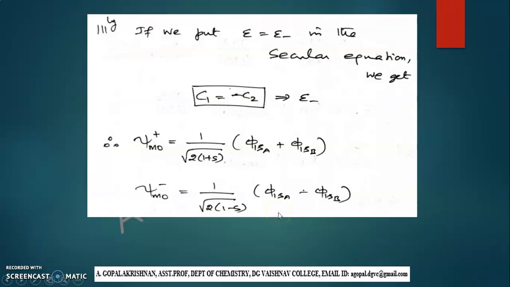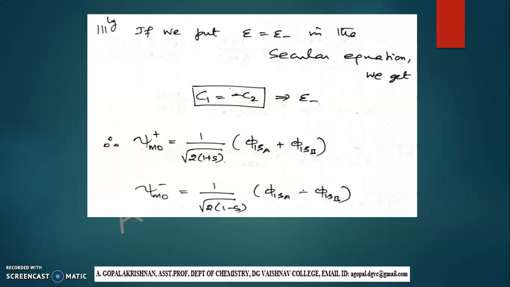Similarly, if you put E minus in the place of E in the secular equation, we obtain this result, C1 equal to minus C2. That is the relation between the two coefficients for the E minus state. Are you clear? Listen, this is what we assumed in the previous method.